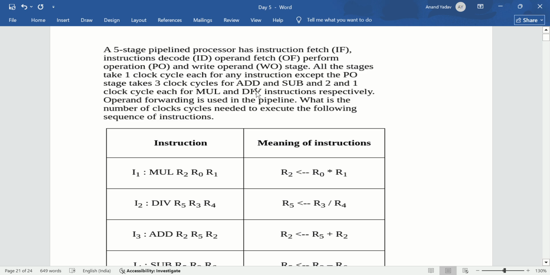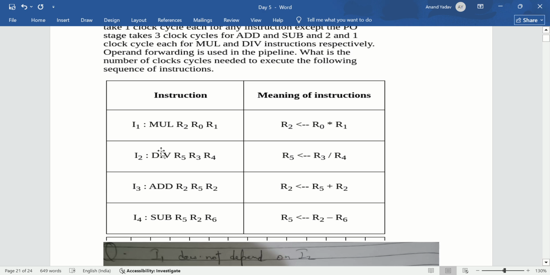All the stages take one clock cycle each for any instruction except the PO stage. Basically every stage takes 1 cycle, and the PO stage takes 3 clock cycles in add and subtract operation, and 2 and 1 clock cycle in multiply and divide instruction. So these are the instructions I1, I2 and I3, I4.